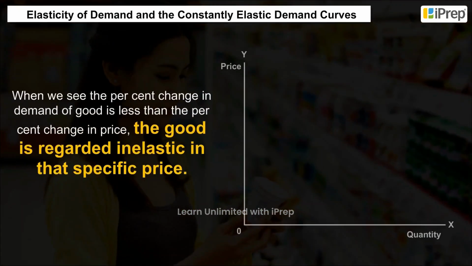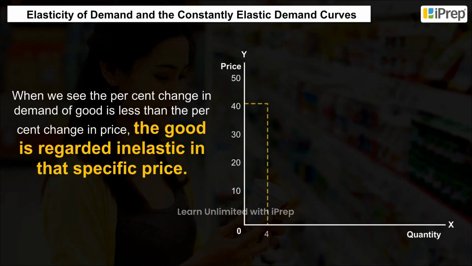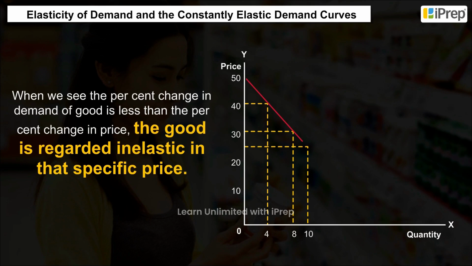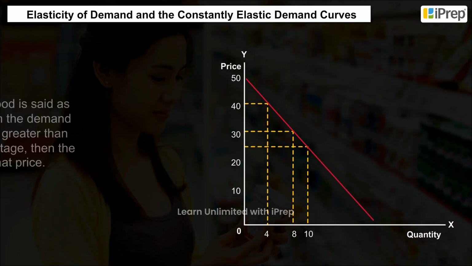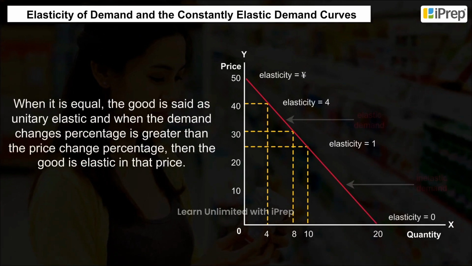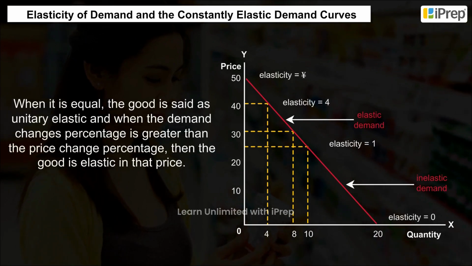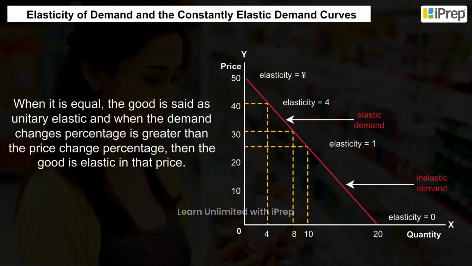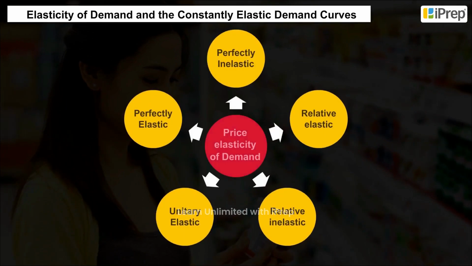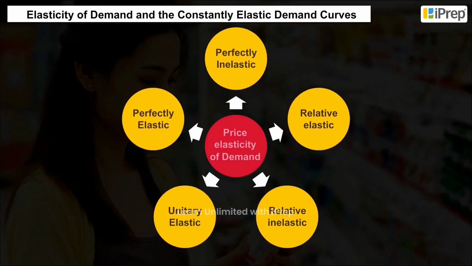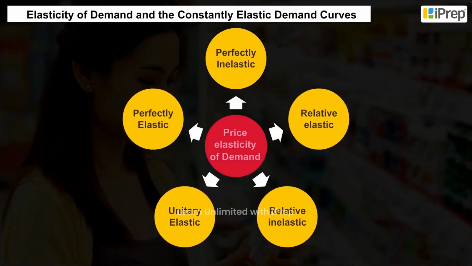When we see that the percent change in the demand of a good is less than the percent change in price, the good is regarded as inelastic at that specific price. When it is equal, the good is said to be unitary elastic, and when the percentage change in demand is greater than the percentage change in price, then the good is elastic at that price. The different price elasticities of demand at different points can be shown through a linear demand curve.